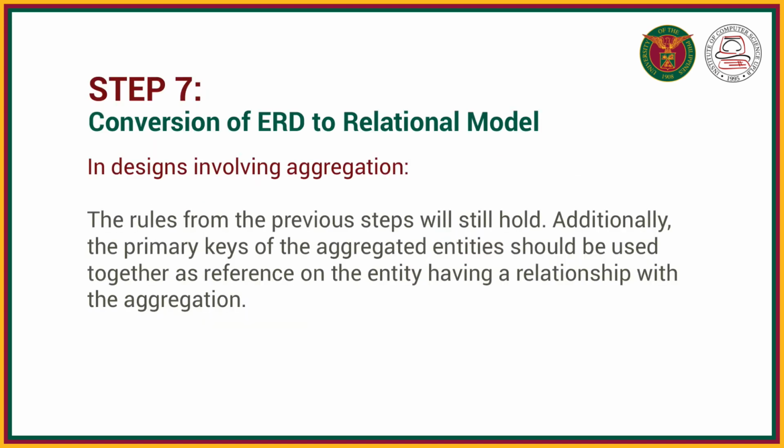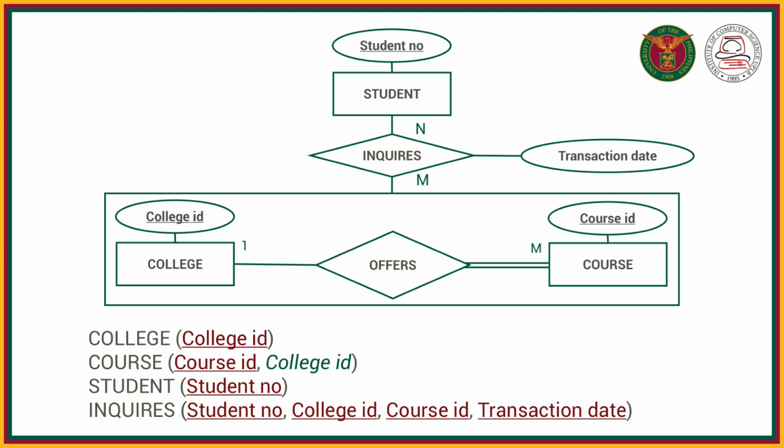Step 7. In cases where there is an aggregation, rules from the previous step still hold, and the entity having a relationship with the aggregated entities, the primary keys of the aggregated entities should be used together as a reference. So we have here an aggregation. We have here student inquires on a course offered by a college.